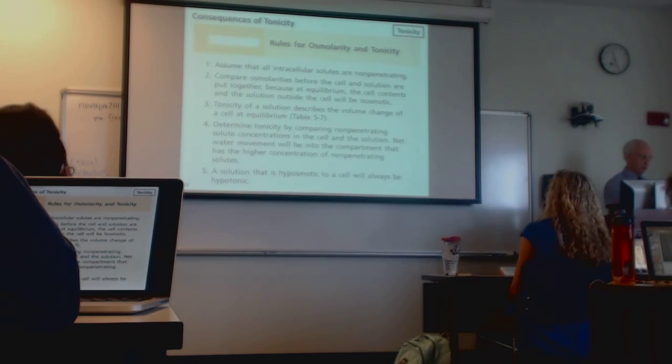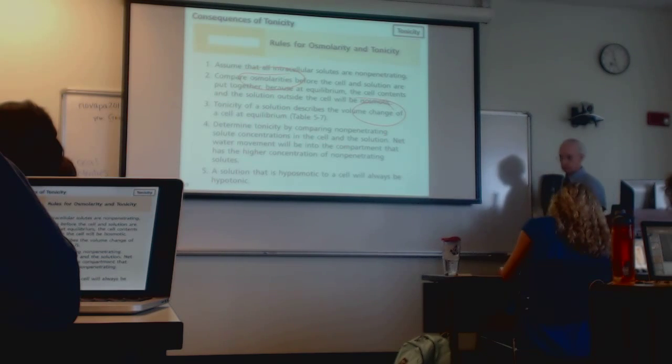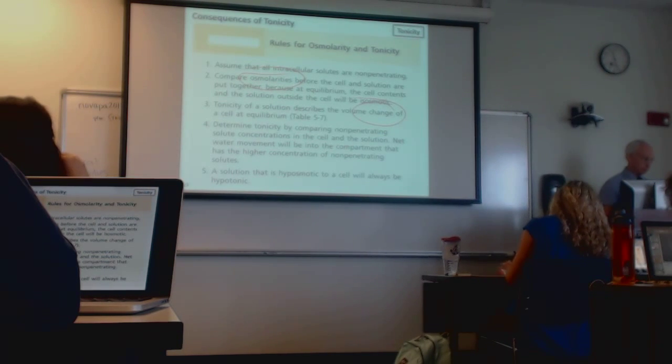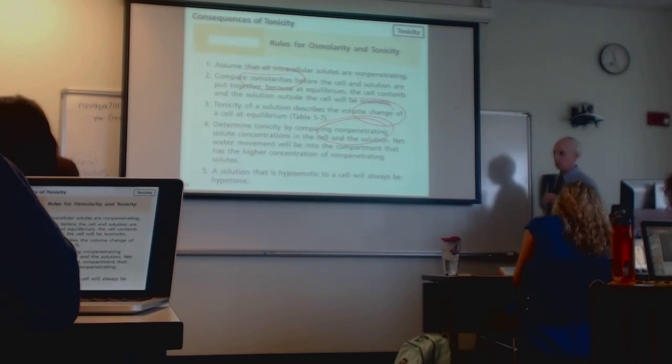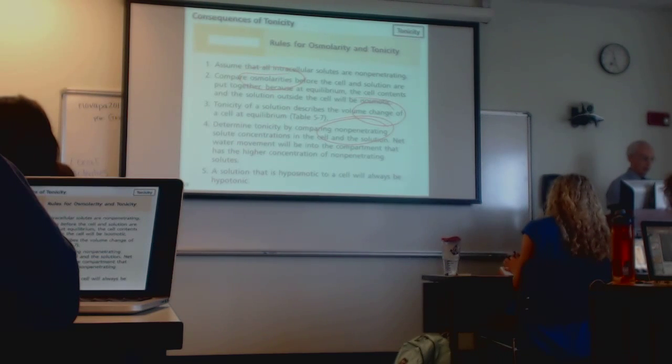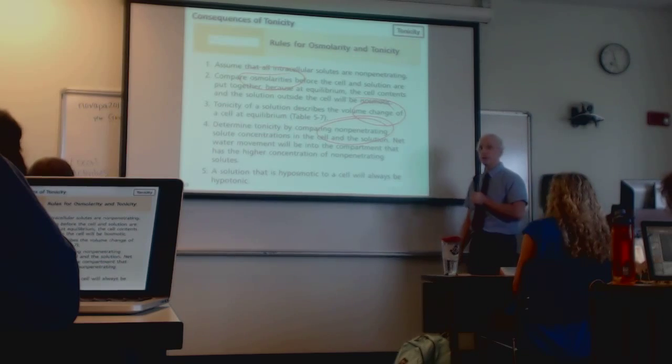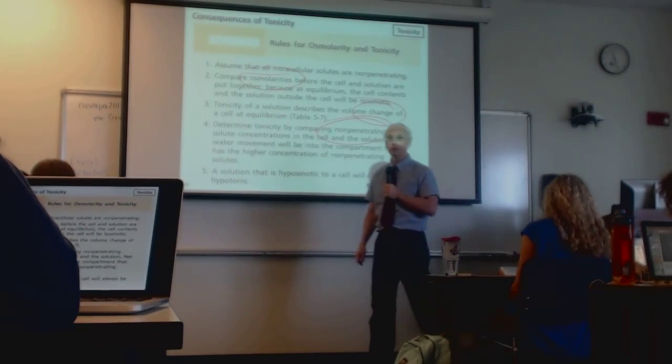And then again, this notion of equilibrium. Compare osmosis beforehand, that's what we were just talking about, and then tonicity is afterward, describes the volume change of the cell at equilibrium. So that's fairly common sense as well. We've indicated that it's really the ratio of non-penetrating particles that determines which way the water is going to go. And this is just a good one to remember. A solution that is hypoosmotic will always be hypotonic. That's a good rule. But remember, an isotonic solution can be hyperosmotic or isoosmotic, right?